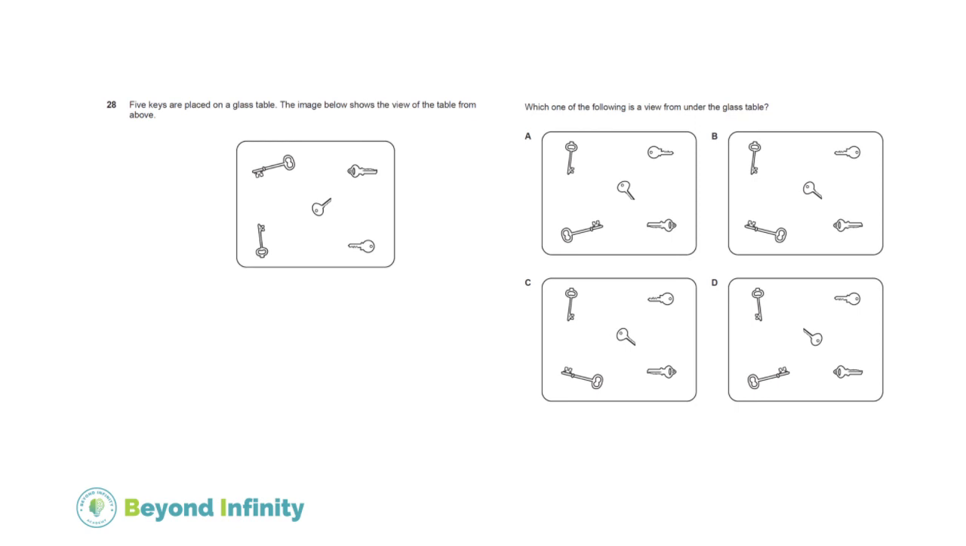Selective Thinking Skills Sample Test of year 2022, which is available right now on the New South Wales Department of Education website. This thinking skill question is simple in terms of a very short question, and it goes like this. 5 keys are placed on a glass table. The image below shows the view of the table from above. Which one of the following is the view from under the glass table, A, B, C, or D?